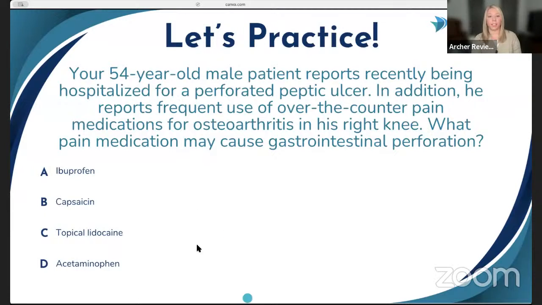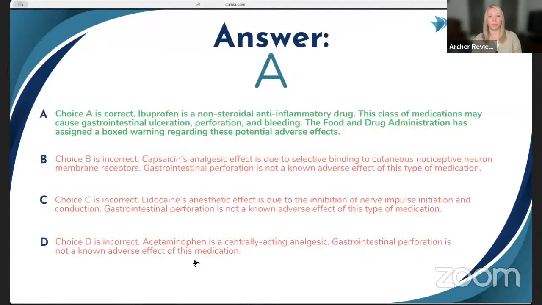All right, do you have your answer? Let's see what it is. If you guessed A, ibuprofen, you'd be correct. So remember, NSAIDs may cause GI ulceration, bleeding, and even perforation, so make sure to educate your patients on these complications. Capsaicin and lidocaine are both topical pain relievers and do not increase the risk of gastric perforation. Acetaminophen, remember that's the pain reliever associated with liver dysfunction, is not associated with gastric perforation.